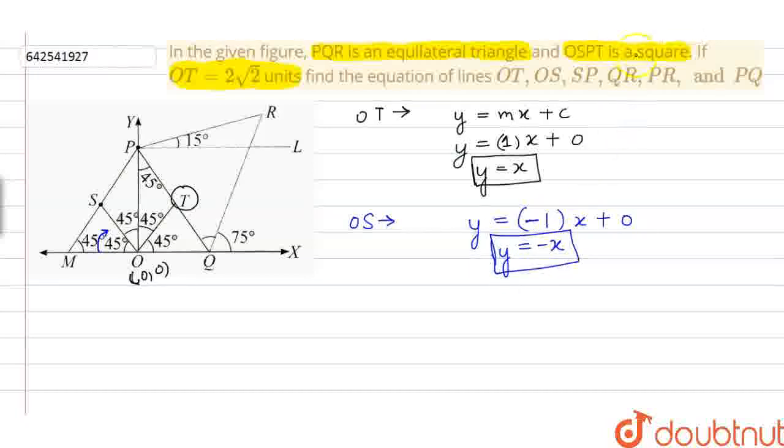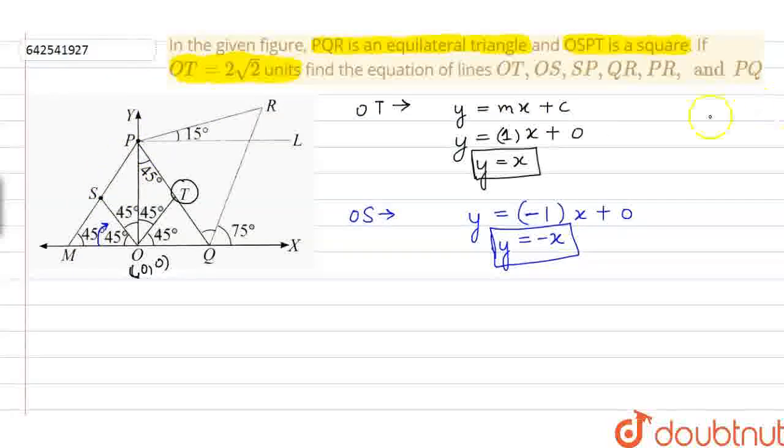right? Now after that, we need to find the equation for line SP. So this is our required line SP, right? We know the slope for line SP, right? But we do not know any point on it because we need to find the intercept, right? So first of all, we can find the intercept of this line using the coordinates of point P, right? So we need to find the coordinates of point P, and to find the coordinates of point P, first of all we need to find the coordinates of point T.